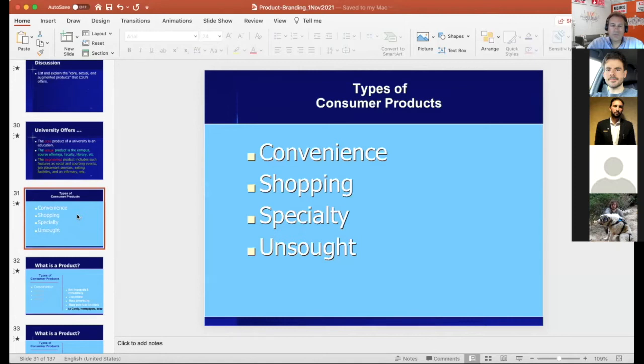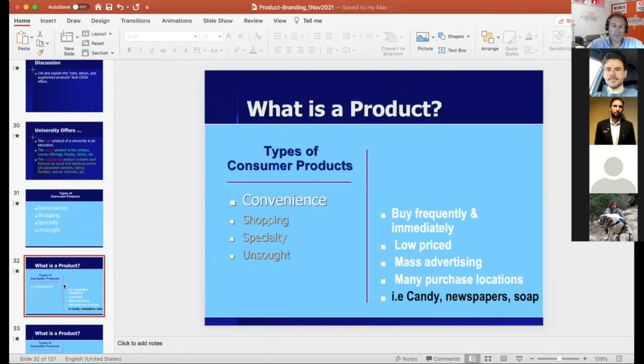Now the types of consumer products. There are four categories of consumer products: convenience, shopping, specialty, and unsought. The convenience product is the one that people buy regularly and often. There's not much thinking and processing. They tend to be lower priced. There's mass production, mass consumption, mass advertising of these products. They are sold in mass distribution, so available pretty much everywhere. Examples are soap, candy, meat, eggs. These are the convenience products that you buy all the time.